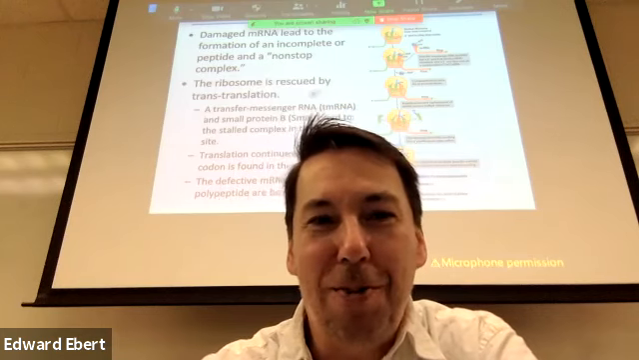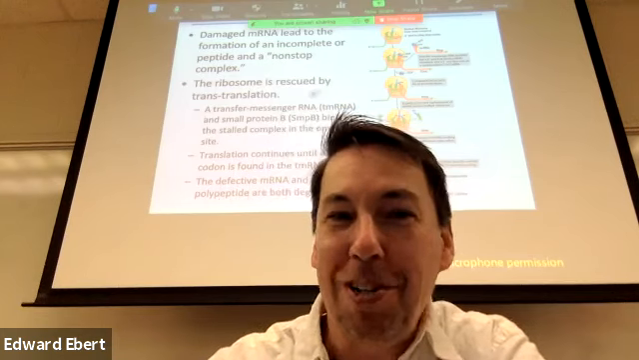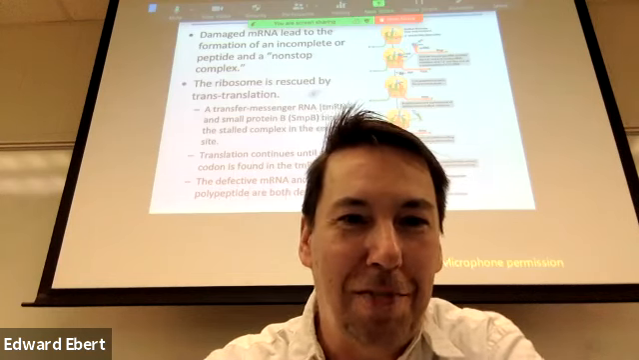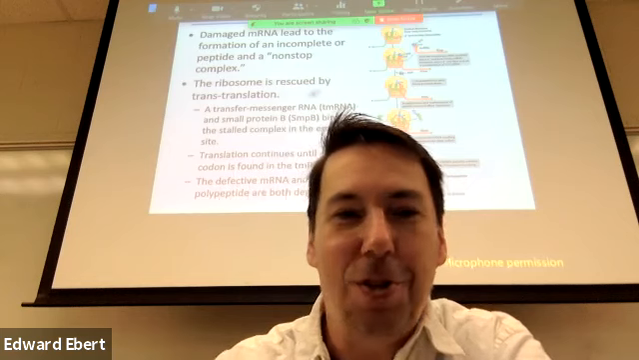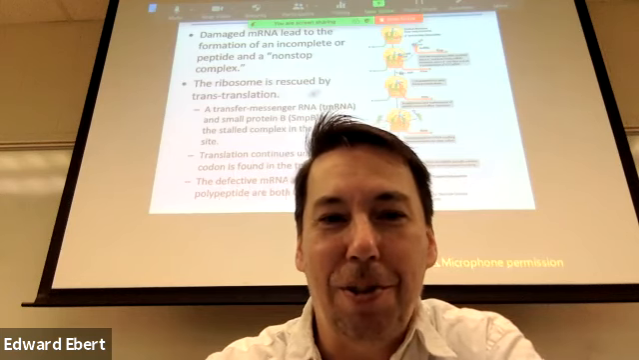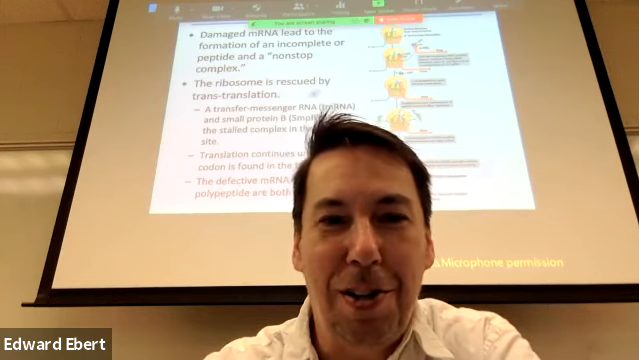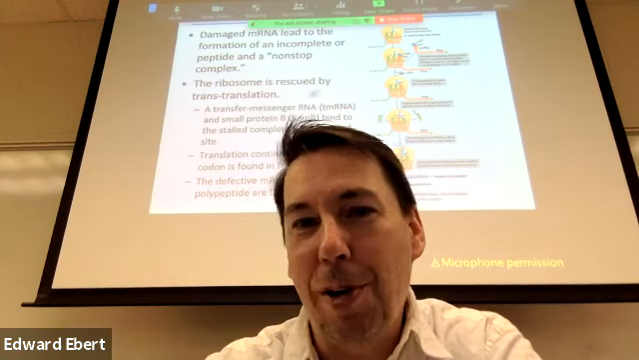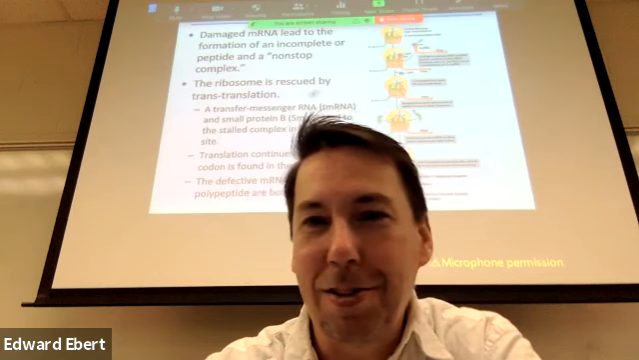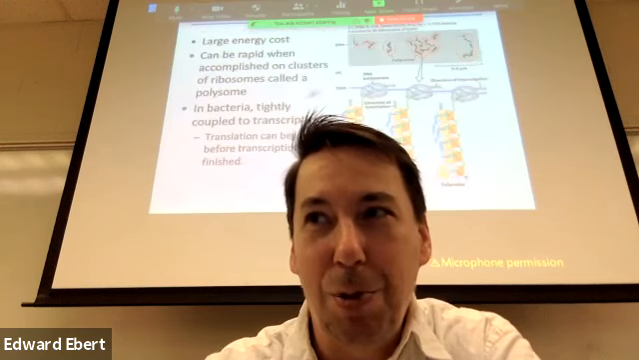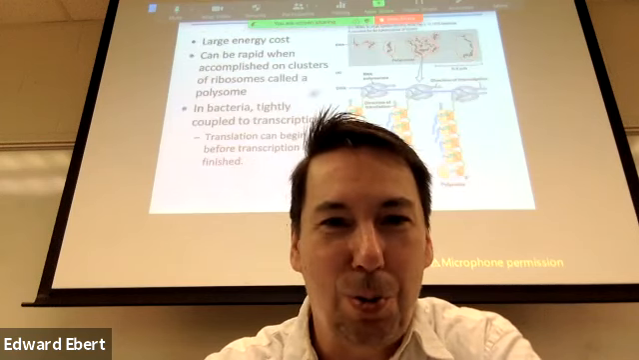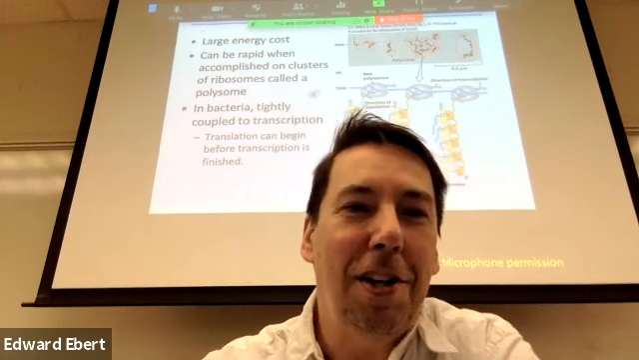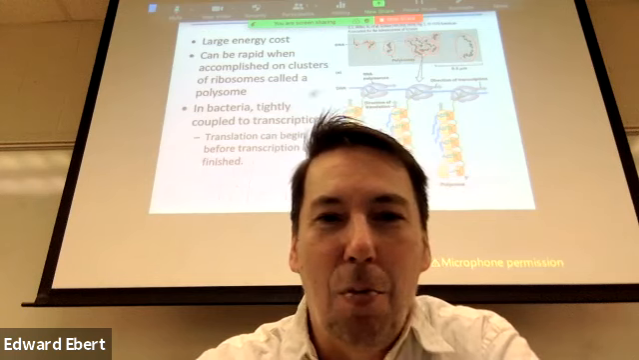But we can have a translation rescue operation to basically rescue this stalled complex in there. And translation will continue until we get the stop codon and our tmRNA, and then we can degrade our defective mRNA and the polypeptide because it's wrong. So we spend all that energy and then we just destroy it because it's wrong. Perfectionists.